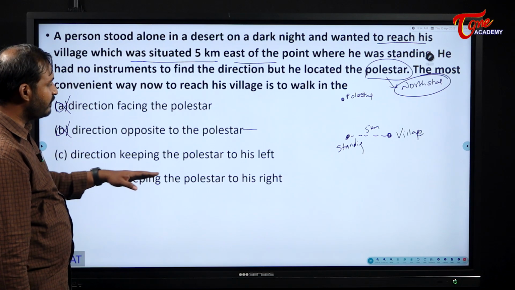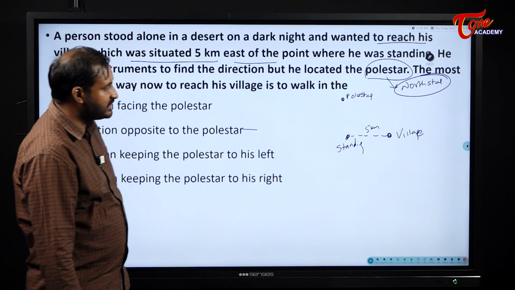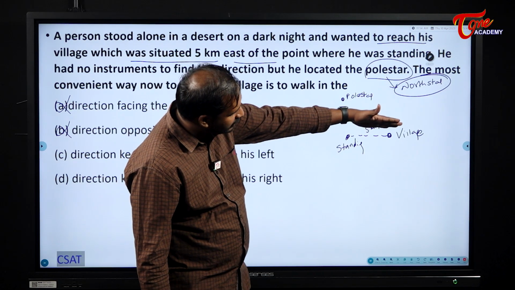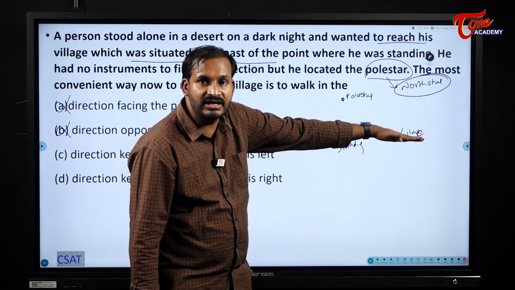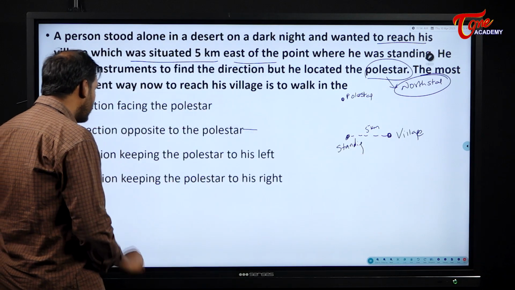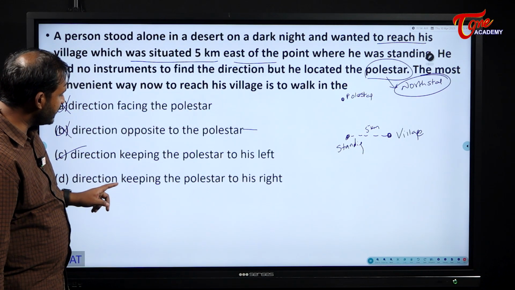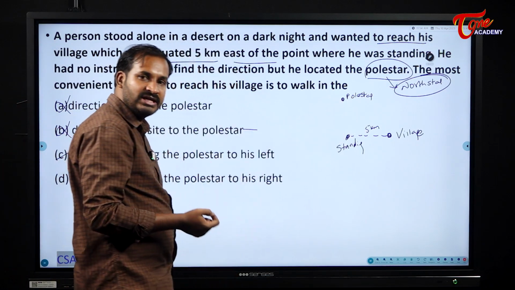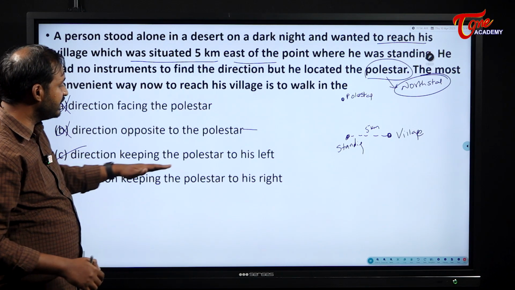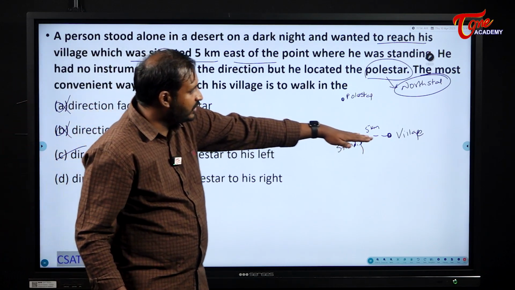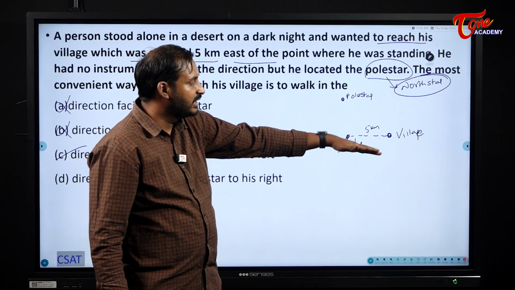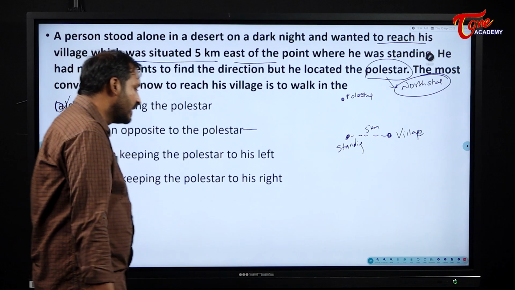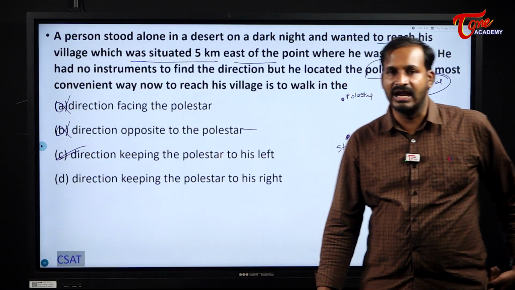Next, direction keeping the pole star to his left. That means see here, this pole star, if I keep the pole star to his left and if he walks in this direction, then definitely he will reach the village, right? Next option, we will check: keeping the pole star to his right. If he keeps the pole star to his right, then he will go opposite to the village, right? That means direction keeping the pole star to his left. If we move in this direction with the pole star to his left, then definitely he will reach the village. So our answer here is direction keeping the pole star to his left.